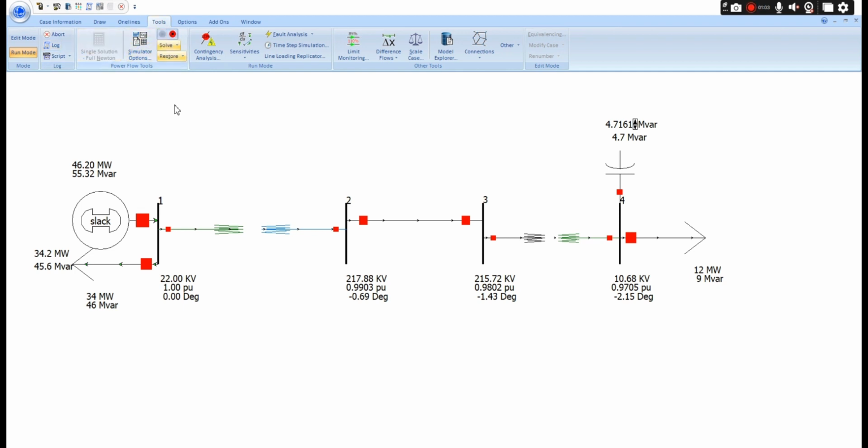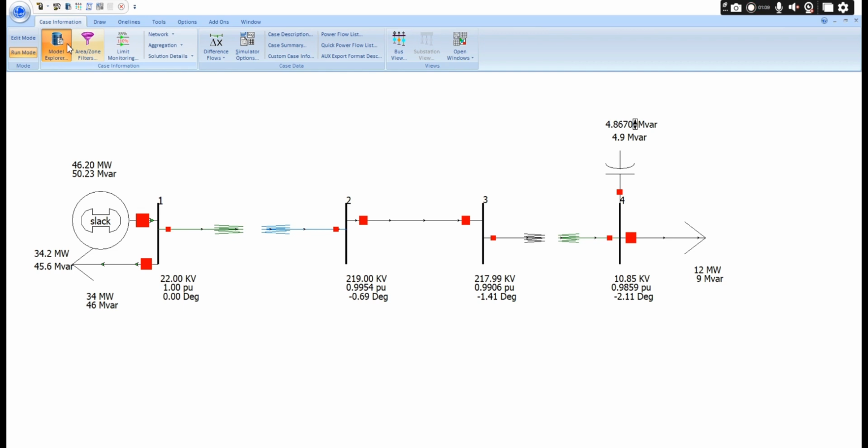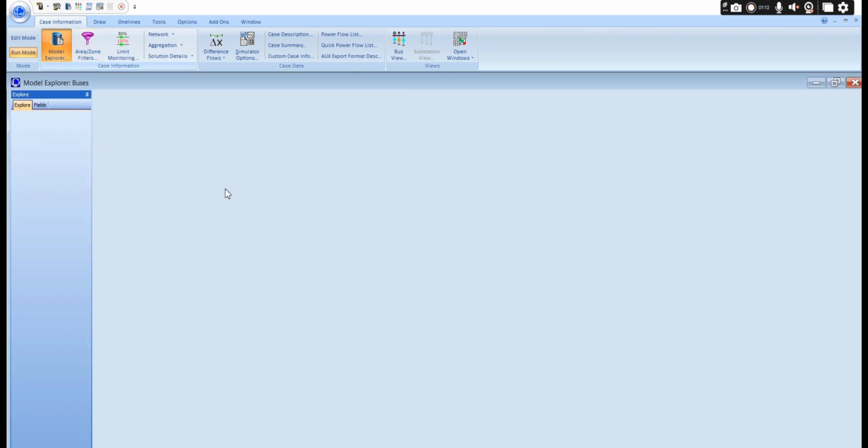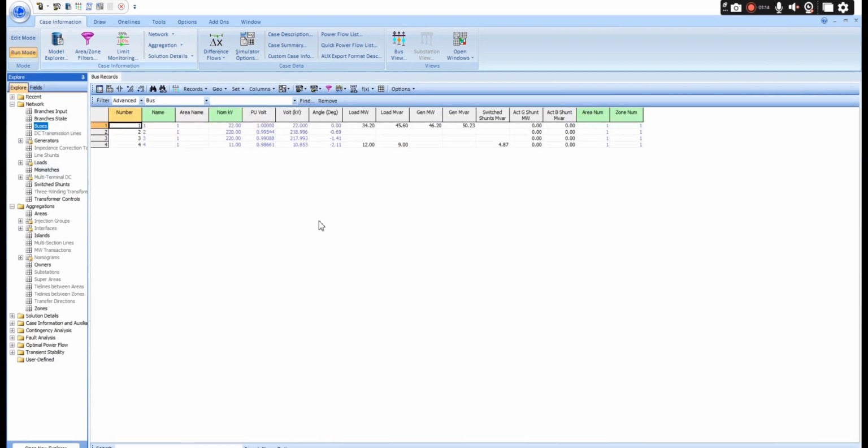Okay, so we can actually look at the results. I'll zoom in for you. As you can see, this is the volts, this is the angle, this is the load MW, and this is the load MVAR, and this is Gen MW, this is Gen MVAR, and this is for the switched shunts MVAR. So now this completes Table 1.